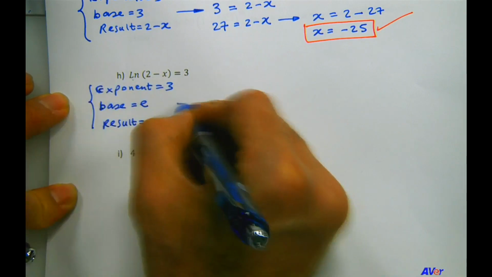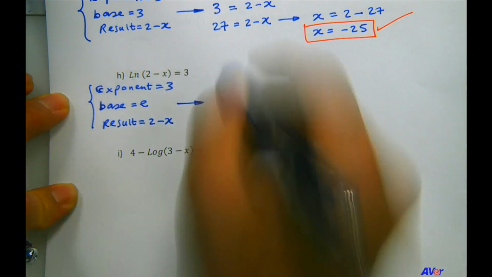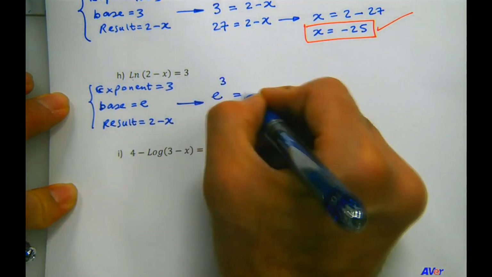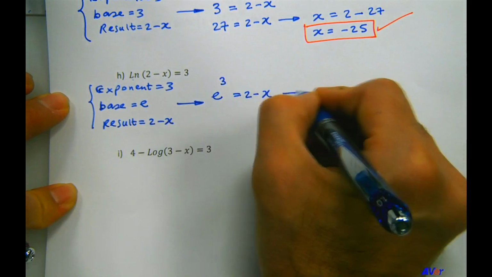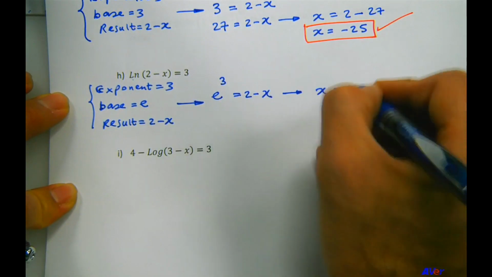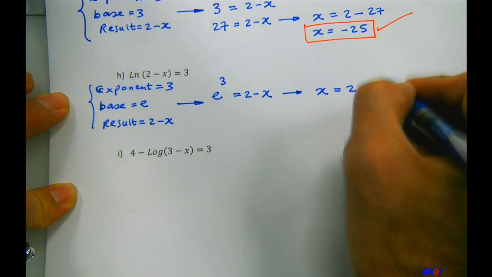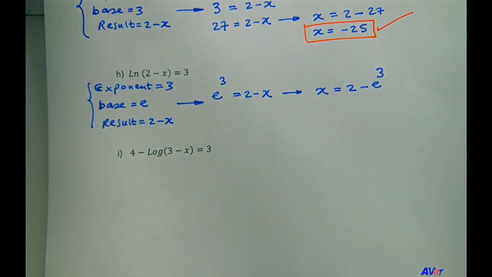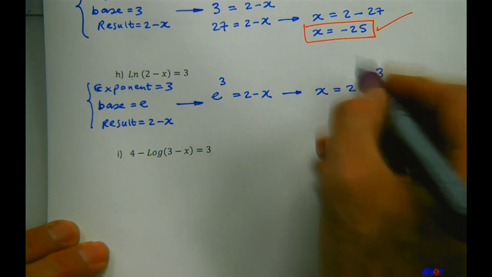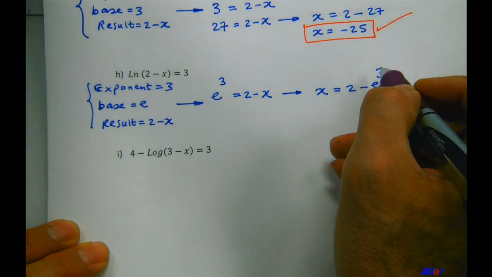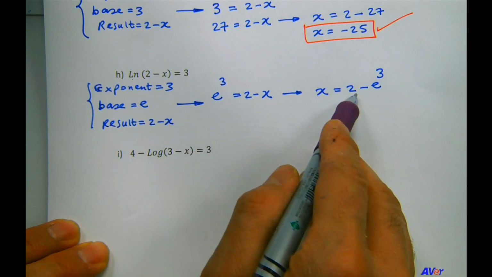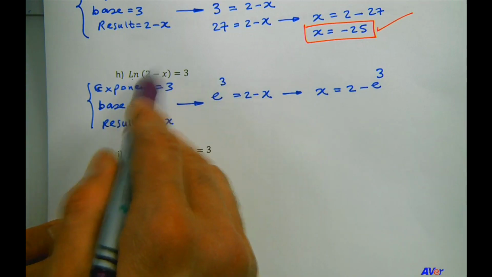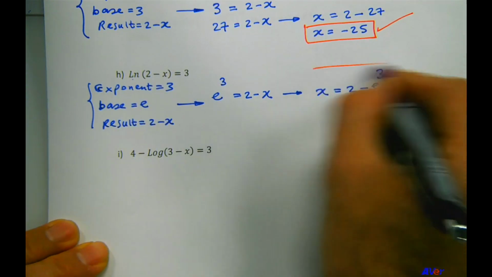Okay? Now, combine all of this in exponential form. The base is e, the exponent is 3, equals this result, 2 minus x. So solving for x, you get x equals 2 minus e cubed. If you're not allowed to use a calculator, you would box this as it is. Just checking, 2 minus e cubed, you'll end up with a positive answer in here. So this is okay. This is acceptable.